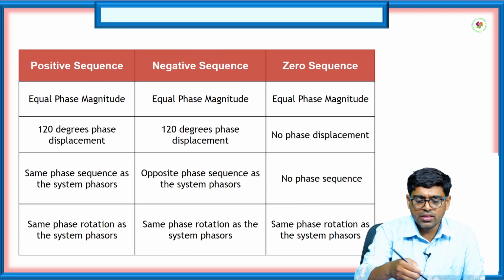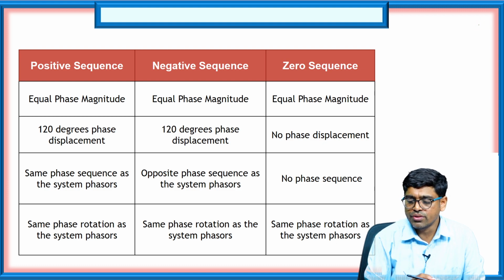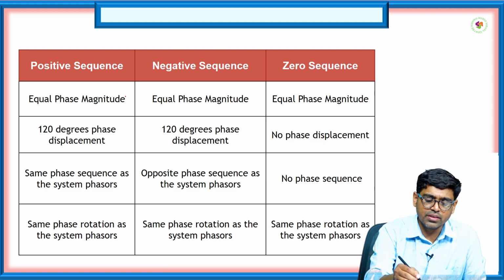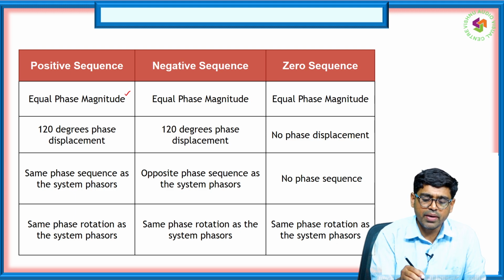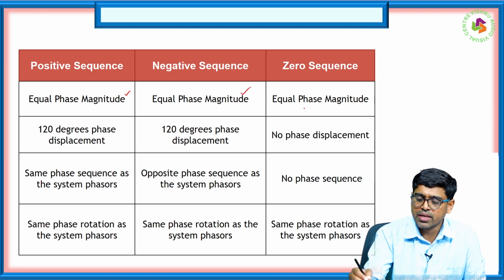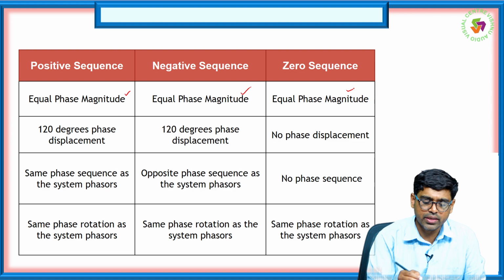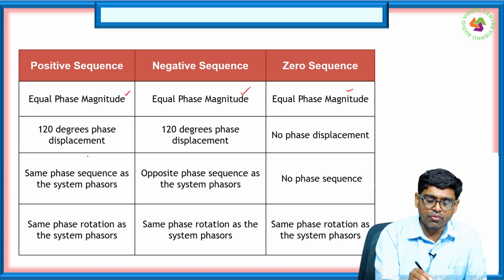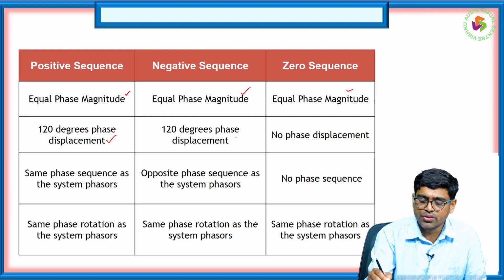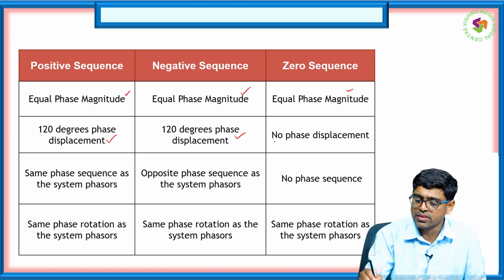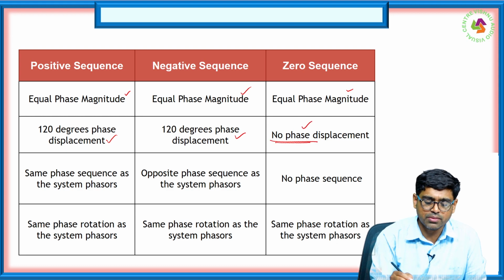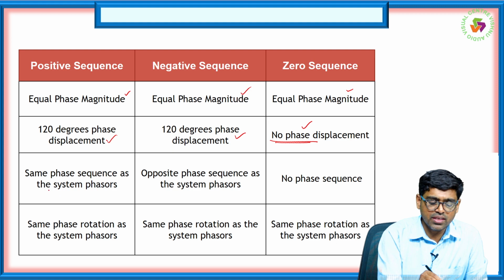So this we see in the summary of the positive, negative, and zero sequence components. The positive sequence has equal phase magnitude, the negative sequence is also equal in magnitude, and the zero sequence is also equal in magnitude. The positive sequence has 120-degree displacement, the negative also has 120-degree displacement, and the zero sequence has no phase displacement. And the positive sequence has the same phase sequence as the original system.